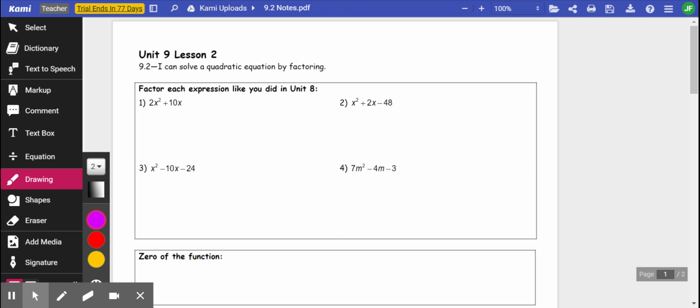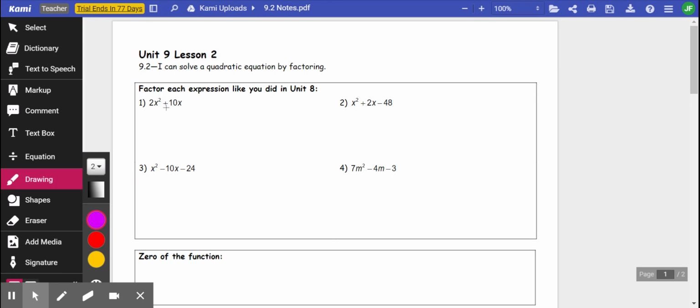Okay, lesson 2. This is the second method of 5 that we will technically learn, but again, the graphing is just so you can see the connection. So today we are going to solve quadratic equations by factoring, and so this goes back to Unit 7 and all the factoring that we just finished. Just to review, factor like you did in Unit 8.